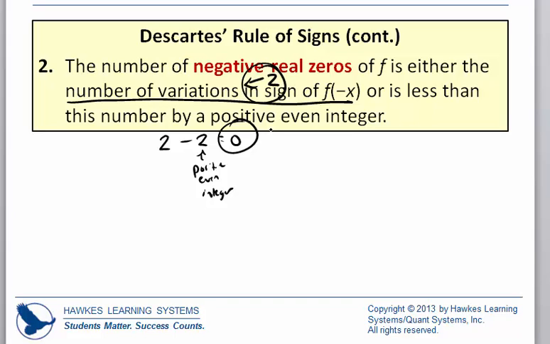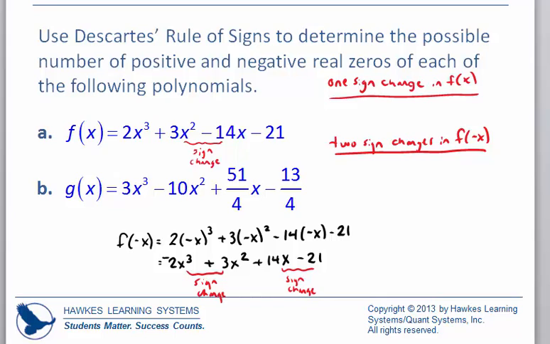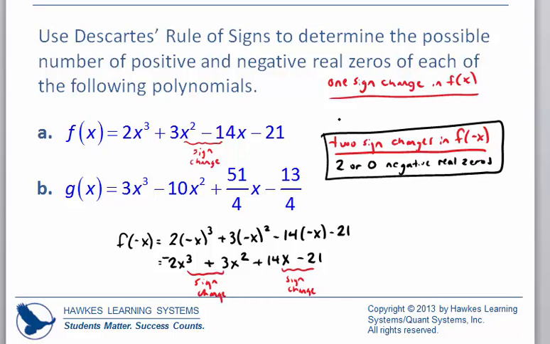So we have to take where we start and reduce it by 2 to make it a reduction of a positive even integer. So I can conclude here that we have 2 or 0 negative real zeros. Now, I don't know which one, but it's one of those 2. All right, so that's one conclusion that can be drawn.